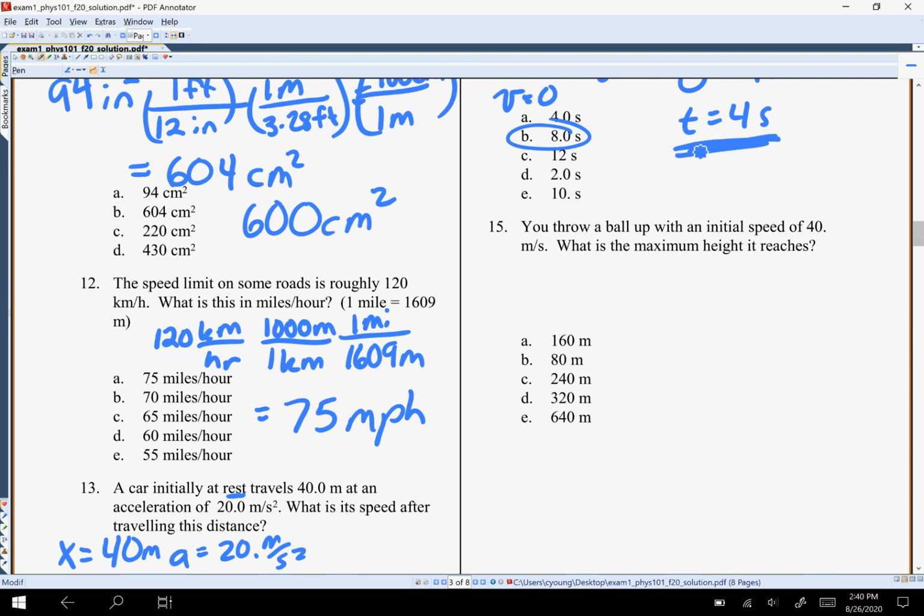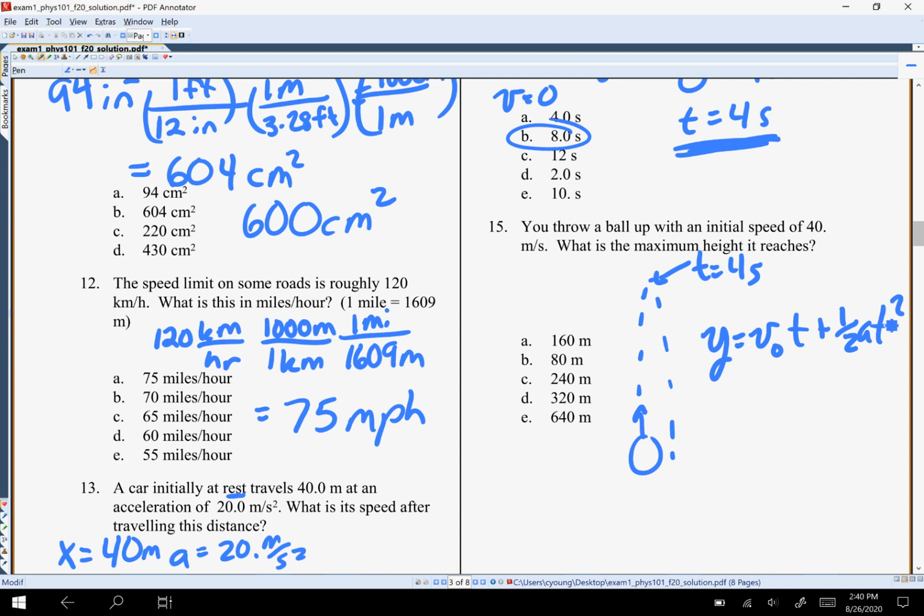Well, look, I've already found this time. So if it takes 4 seconds to get up to the top, that means that the height that it reaches I can find just by putting in that time. So that's going to be equal to 40 times 4 minus 5. What I did there is I just said half of negative 10. I got negative 5 times 4 squared. So that's 160 minus 5 times 16, minus 80. That's equal to 80 meters.